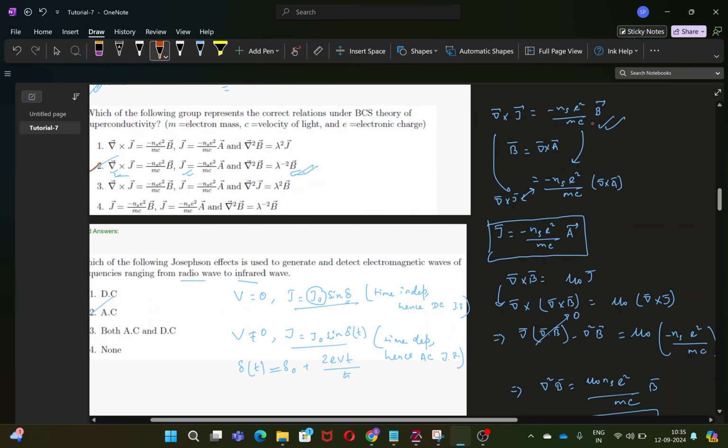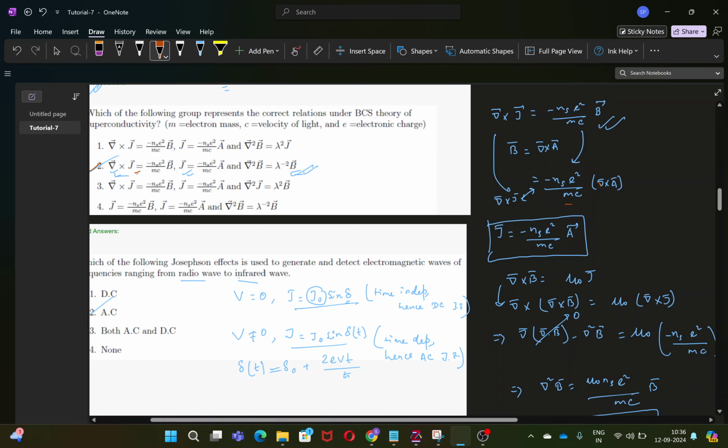Now you can represent your B as curl of A. So your curl of J equal to minus ns E squared by mc, then the B you replace by curl of A, right? So curl of J becomes minus ns E squared by mc curl of A. So you can get rid of curl from both of the sides and just write down J equal to minus ns E squared by mc A vector. This is the supercurrent density related to the vector potential A vector. So the first option is correct.